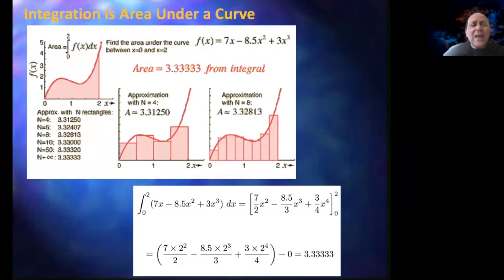Okay, the other thing that I just want to flag is that Newton taught us that integration in this way actually teaches us how to calculate the area under a graph. So if I, for example, take this function 7x minus 8.5x squared plus 3x cubed, which looks like this red line, and I want to know the area under this, well, one thing you can do is just to do numerical approximations where you pretend that it's a bunch of rectangles. And then if you make the rectangles thinner, you get a better answer. So here somebody's done that, and depending on the number of rectangles, you get a better and better answer. And here it says that if you go to infinity, you'll get the answer 3.33333.